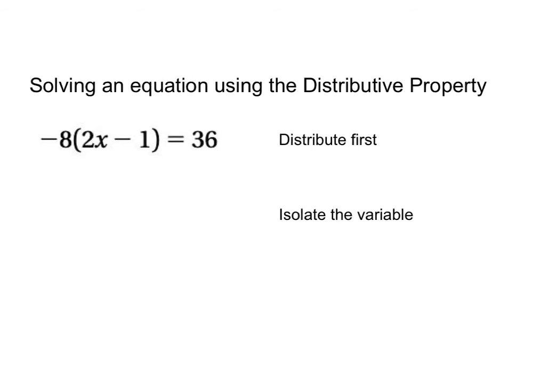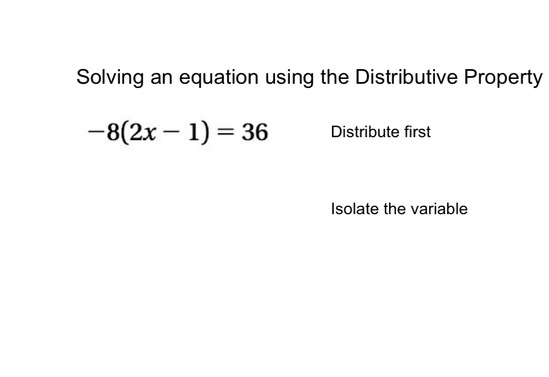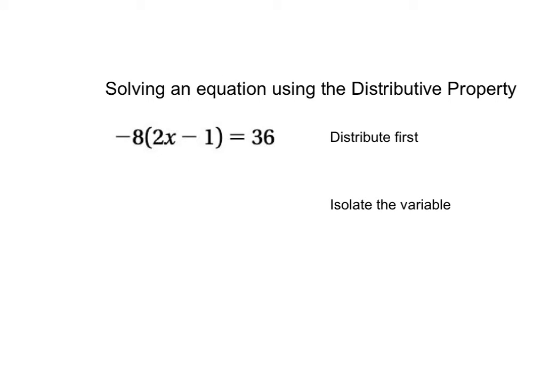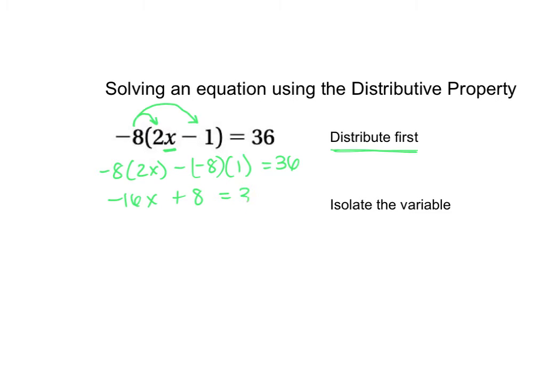Okay, next problem. Solving an equation using the distributive property. All right, so our first thing is to distribute, okay? We want to distribute first. So we're going to take this minus 8 and distribute it to both terms on the inside, okay? Notice how we are still working with the side with the variable, okay? That's the left side. So this becomes negative 8 times 2x minus negative 8 times 1 equals 36. From here, this becomes negative 16x plus 8 equals 36. The reason I got plus is because I changed this minus to a plus. The opposite of negative 8 is positive 8.